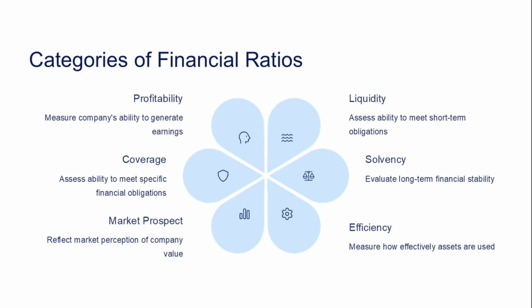Market prospect ratios reflect the market's perception of a company's value, including the price-to-earnings ratio and market-to-book ratio. Coverage ratios assess a company's ability to meet specific financial obligations, like the interest coverage ratio and debt-to-equity ratio.